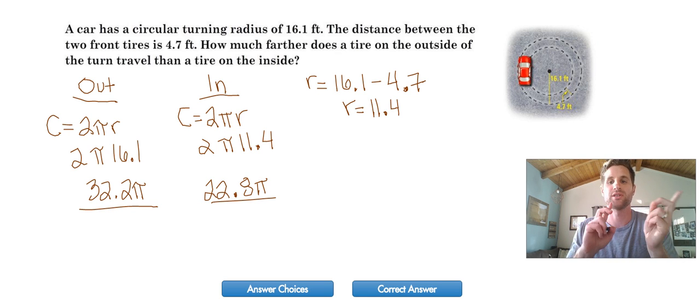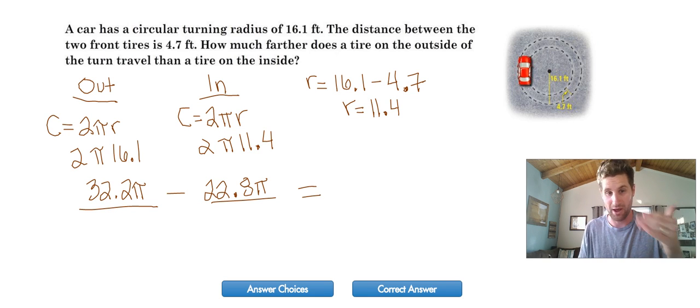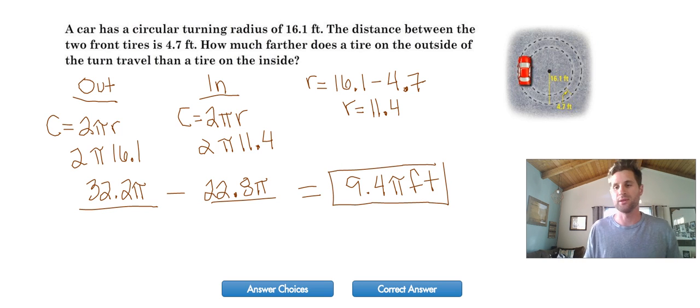How much further does the tire go? So if we go ahead and just subtract these, we should get the difference. So 32.2 minus 22.8, and we come up with about 9.4 pi feet would be our difference between the two of them. Okay, so we're using circumference to help us set up and solve this problem.